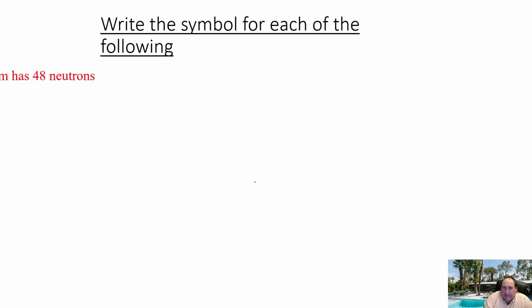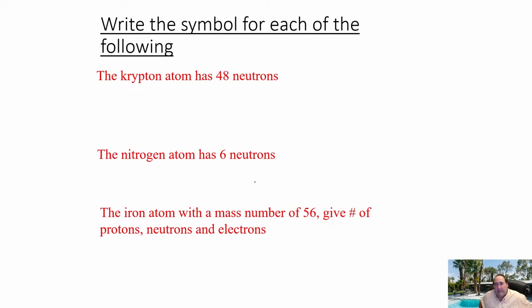Take a look at a few more examples here. For each of these, you might want to grab a periodic table. It might be helpful as well. We want to write the symbol with both the mass number and the atomic number present for each of these. So take a moment and see what you come up with here.